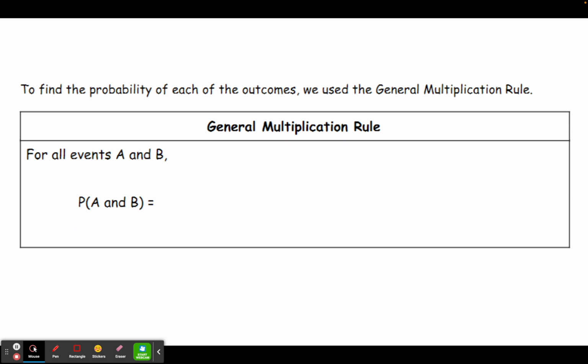Now, in this case, we're going to apply what's called the general multiplication rule to find the probability of each of those outcomes. And what this rule says is that for all events A and B, the probability of A and B both occurring is the probability of event A times the probability of event B, given that event A already occurred.